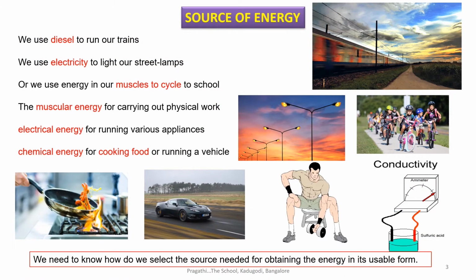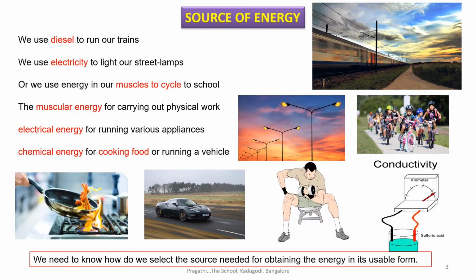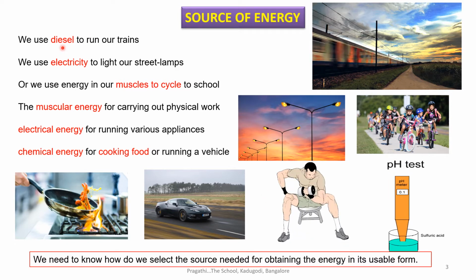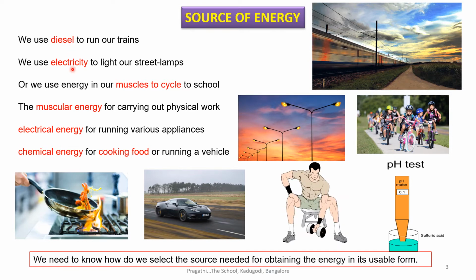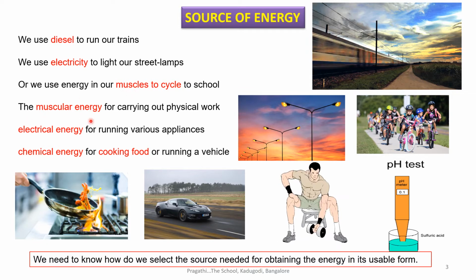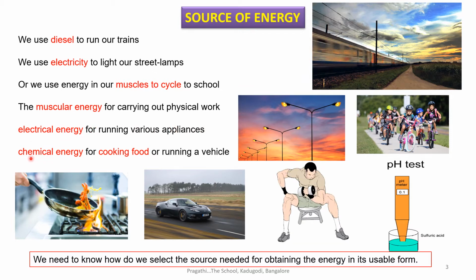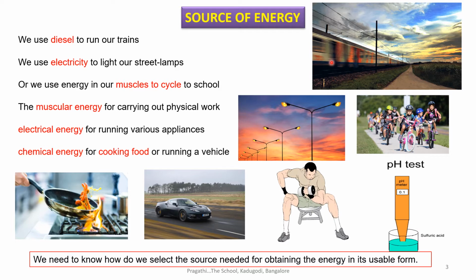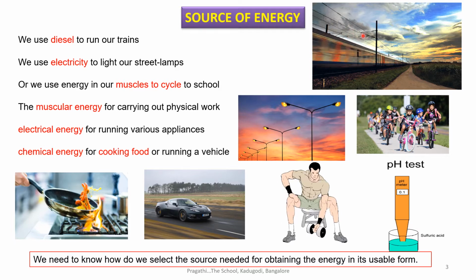What are the different sources of energy? Where do we get the sources of energy? We can see the diesel is a source of energy, electricity is a source of energy, muscles, the muscular power we are using is muscular energy, electrical energy for running various appliances, then chemical energy for cooking food or running a vehicle. You can see different times. See here the train is going. What energy is used? You can see the electrical lines on the top.